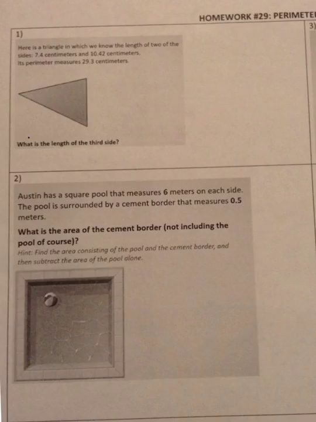Number 1, here is a triangle in which we know the length of 2 of the sides, 7.4 centimeters and 10.42 centimeters. Its perimeter measures 29.3 centimeters. What is the length of the third side? All right, so for this triangle, we're trying to figure out the length of the third side. We're told that one side is 7.4 centimeters. I'm just going to label this as 7.4 centimeters. Doesn't really matter. And then another one's 10.42.